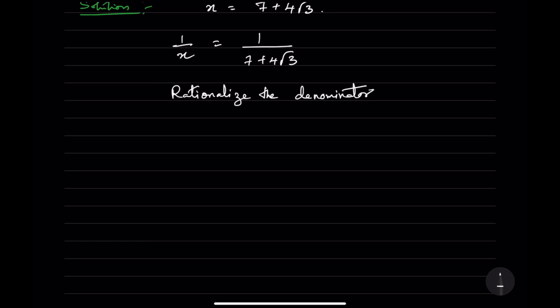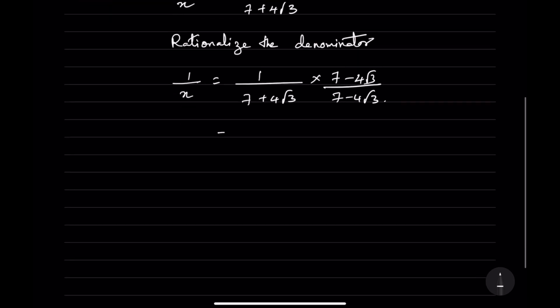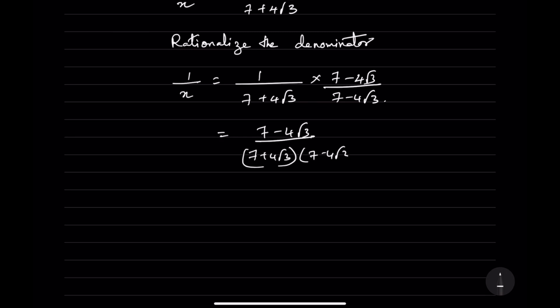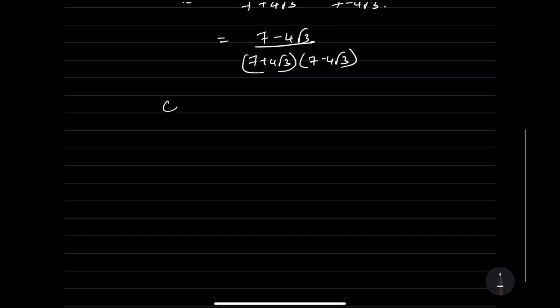So rationalizing the denominator, we get 1 by x is equal to 1 by 7 plus 4 root 3. The rationalizing factor for that is 7 minus 4 root 3 divided by 7 minus 4 root 3. So this is equal to 7 minus 4 root 3 divided by 7 plus 4 root 3 into 7 minus 4 root 3. Now just consider the denominator over here.